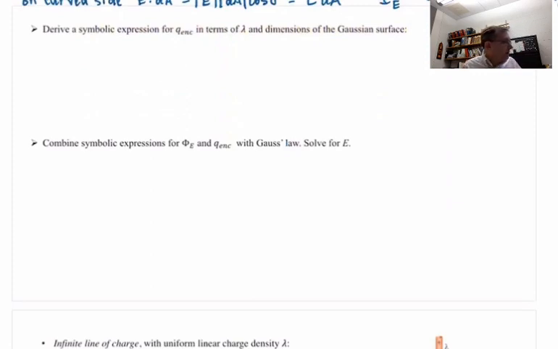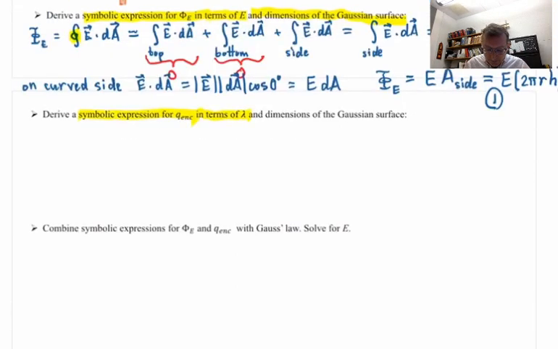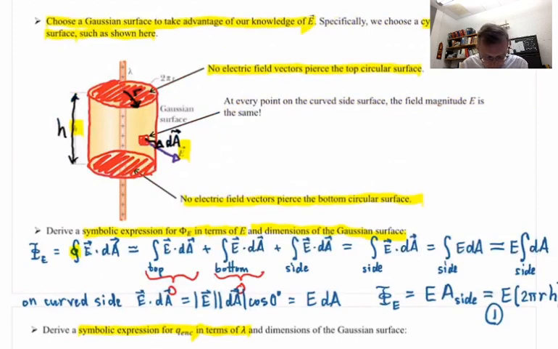Now there's more to Gauss's law than just the electric flux. There's also the enclosed charge. We need to derive a symbolic expression for the enclosed charge inside the Gaussian surface. And it's got to be in terms of the charge per unit length lambda of this line of charge, because that's the quantity we're given. So let's go back up and look at our picture. Okay, there it is. The line is very, very long, and it's got a charge per unit length lambda.